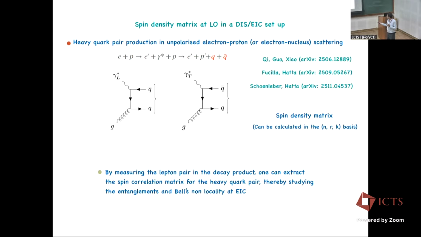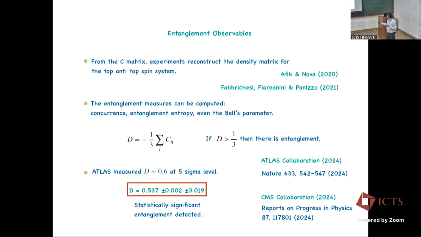So it all starts from this paper. During COVID time, people thought, can we test entanglement at the LHC? And then eventually they got this. So this is the first theoretical paper. In this paper and the follow-up paper, people now use this N R K basis, in a way that K is the direction of the top, and N is something else.